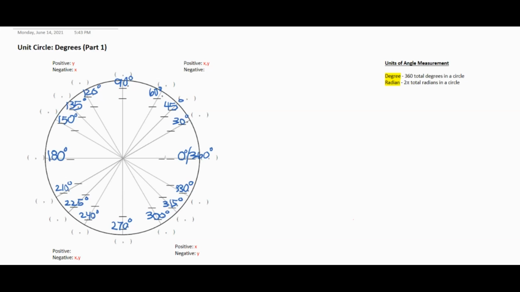That's it for part 1 of the unit circle. Stay tuned for part 2, which will be how to solve for radians of a unit circle.